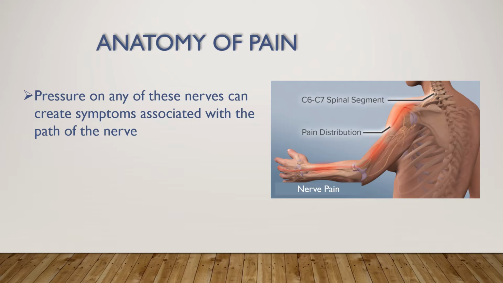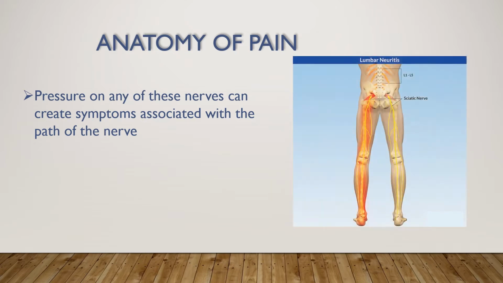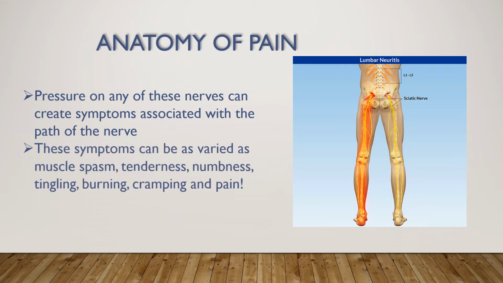In this example, pressure applied to the C6, C7 spinal segment can create problems within the neck, but also can create radicular pain or symptoms into the shoulder, into the arm, into the elbow, the forearm, or even into the wrist and the hand. This picture illustrates where pressure on the lower back can create back pain, but also can create radicular symptoms into the buttocks, the gluteal region, into the leg, to the knee, to the calf, into the ankle, or the whole way into the foot. These symptoms can be as varied as muscle spasms, tenderness, numbness, tingling, burning, cramping, and of course pain.